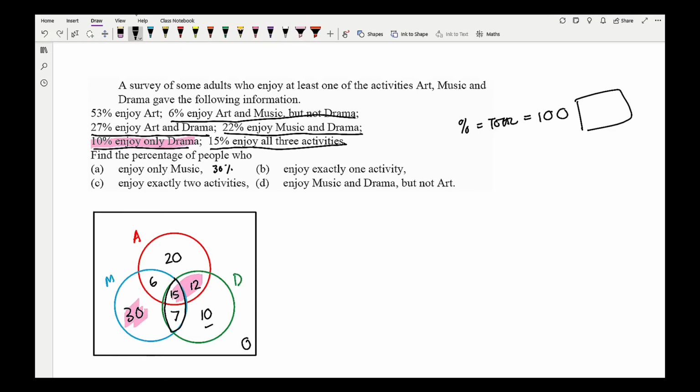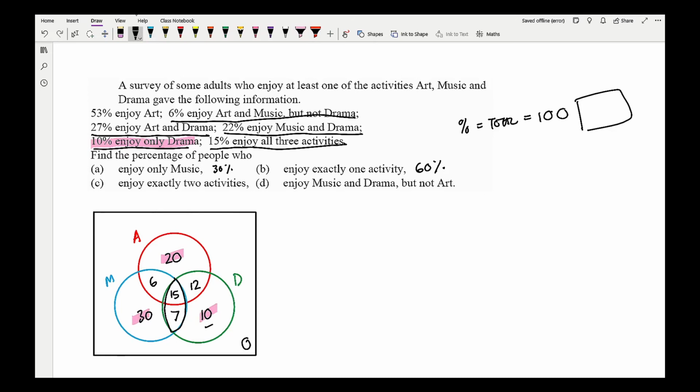The next one says, how many enjoy exactly one activity? If I just get rid of that pink shading, so I can see what it is for each particular one. Let's just write that again. So that's 30. For B, it says enjoy exactly one activity. Exactly one activity is going to be these three numbers. If I add up those three numbers, it's going to give me 60%.